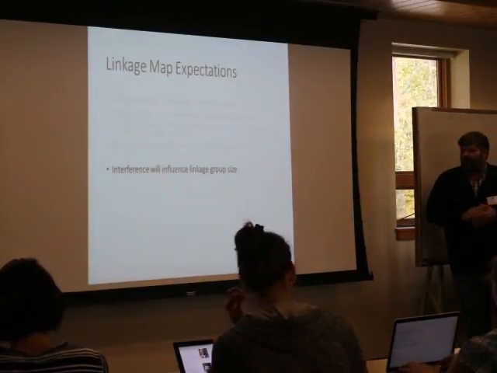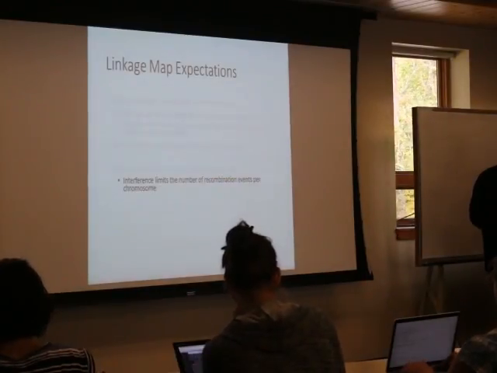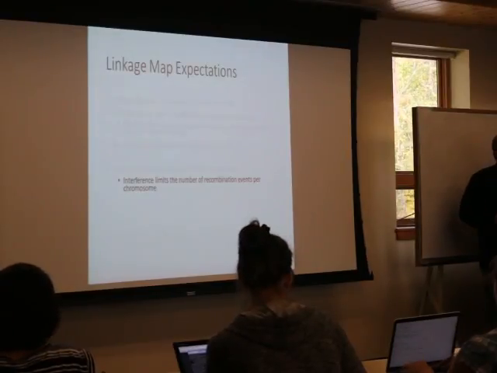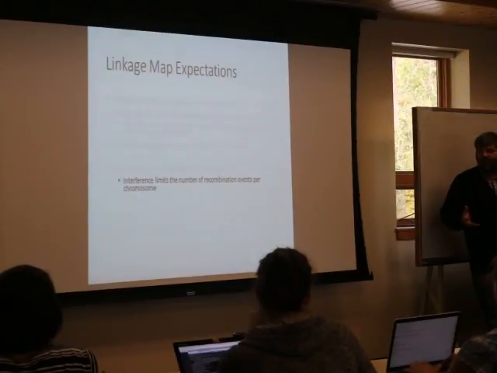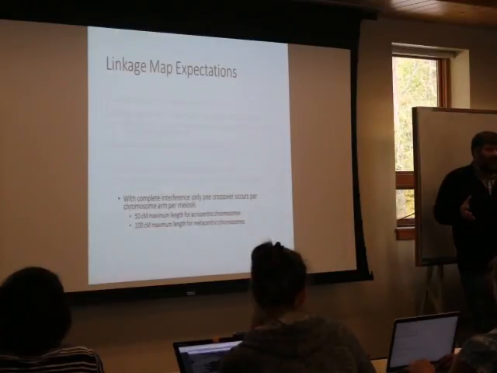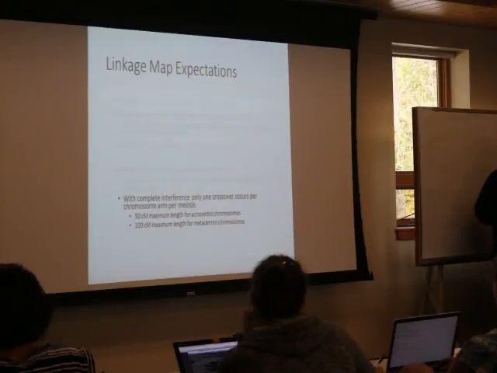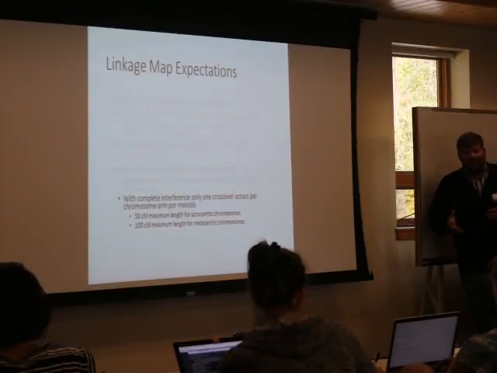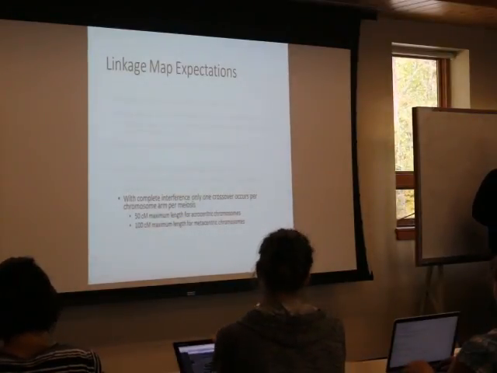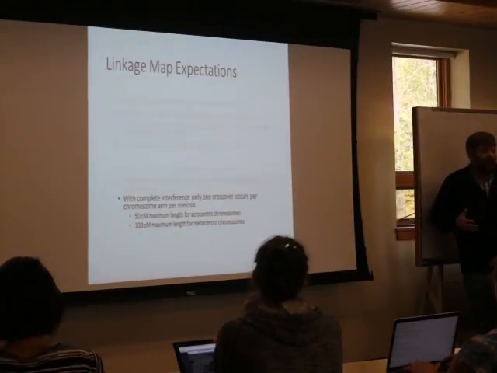Interference, which Fred talked about a little bit on Monday, will influence linkage group size. Interference limits the number of recombination events per chromosome. So in a species with complete interference, you only have one recombination event per chromosome, and you end up with a maximum of 50 centimorgans per chromosome arm. An acrocentric chromosome should be about 50 centimorgans long, and a metacentric chromosome should be about 100 centimorgans. In salmon species, there is near complete interference. So this is a good guideline for us to see if our linkage groups are looking correct or not.